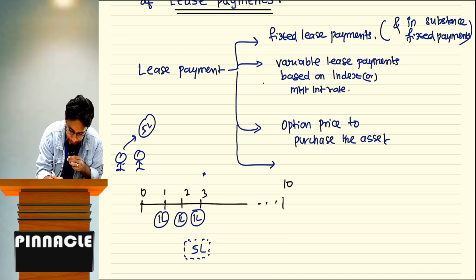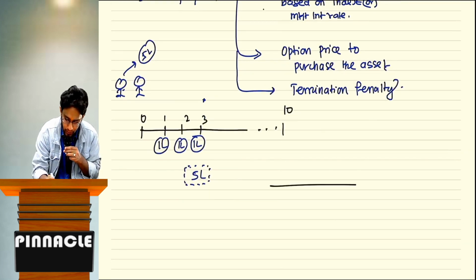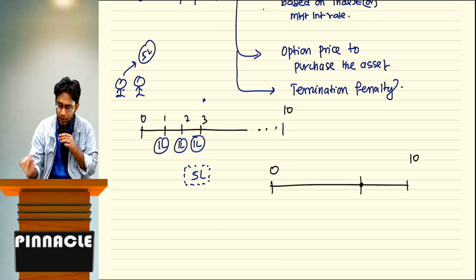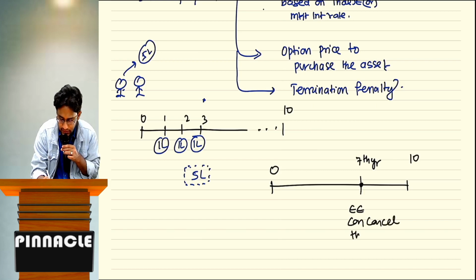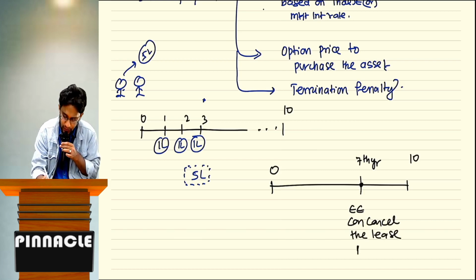Next is the termination penalty. What is a termination penalty? Sir, the lease agreed is normally 10 years, but the lease gives an option to the lessee. At the end of the 7th year, the lessee can cancel the lease. But if he exercises this option, he has to pay a penalty of rupees, let us say, 50,000.